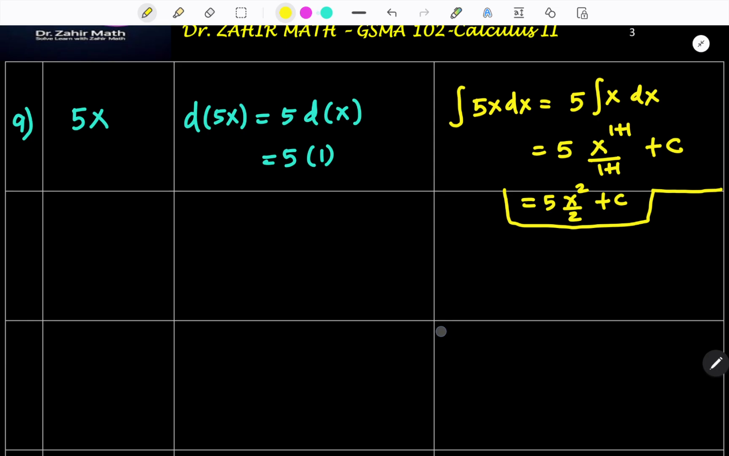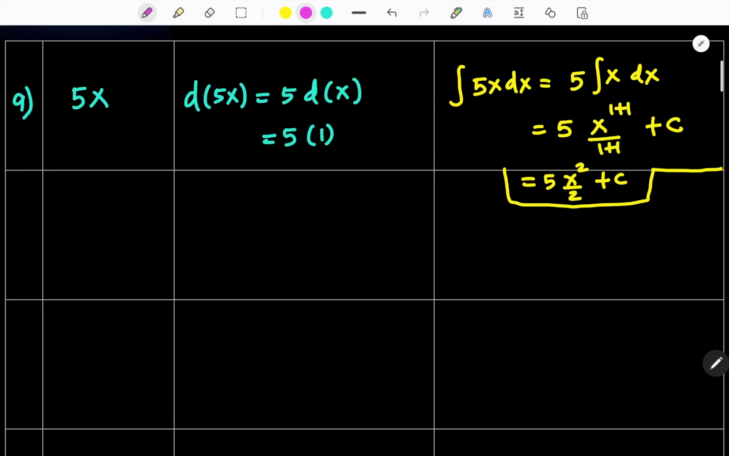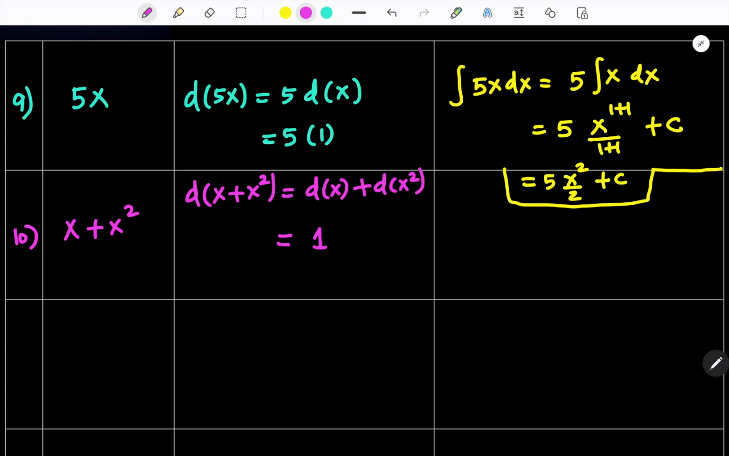Okay, right. So let's go to the next example. Suppose I give you something like x plus x square, some function. So what will you do? You will take the derivative of x plus x square. Whenever there is a plus or minus, we can separate. Not in product, not in division. Keep that in your mind. So we can write the derivative of x plus the derivative of x square. What is the derivative of x? Which is 1. And what is the derivative of x square? Which is 2x. So, same idea, I'm going to use it for integration.